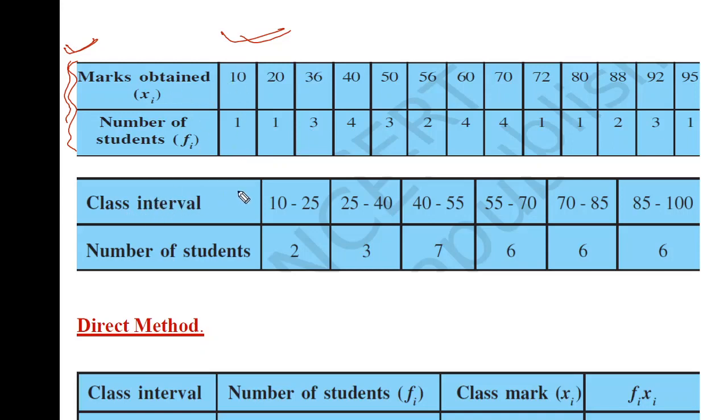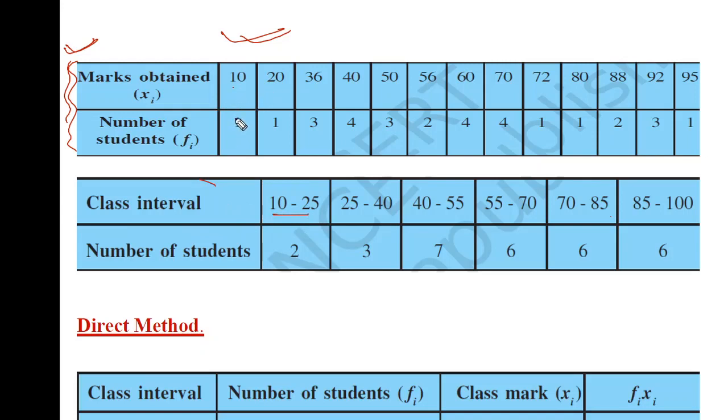See, we have converted it like this: 10 to 25, 25 to 40, 40 to 55, 55 to 70, 70 to 85, and 85 to 100. One thing here: we have converted it like 10 to 25, but we can also convert it into 10 to 20, 20 to 30, 30 to 40, 40 to 50, 50 to 60, and so on. You can convert the class intervals as per your convenience. Okay, there is no issue.